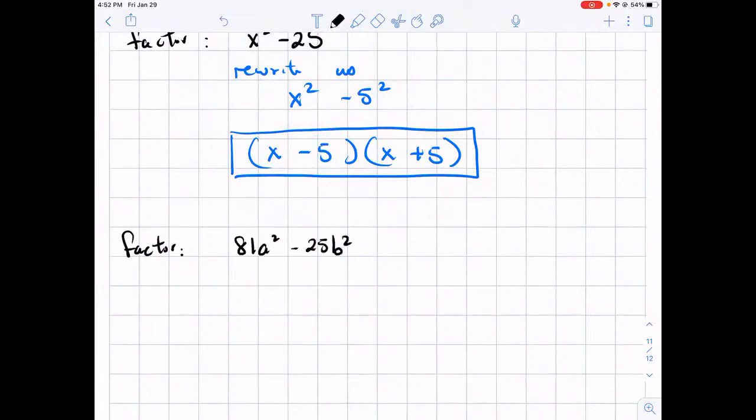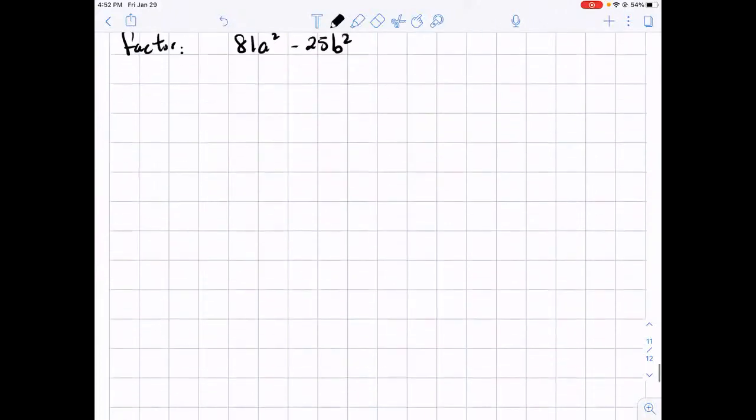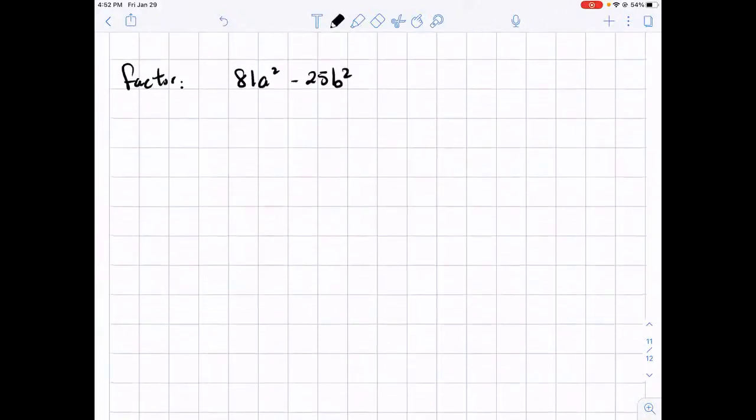How about if I ask you to factor 81a squared minus 25b squared? Okay. Now, first step, look for GCF. Do we have anything common between 81 and 25? And then do you have anything common between the letters or the variables? So clearly there is no GCF here, okay?